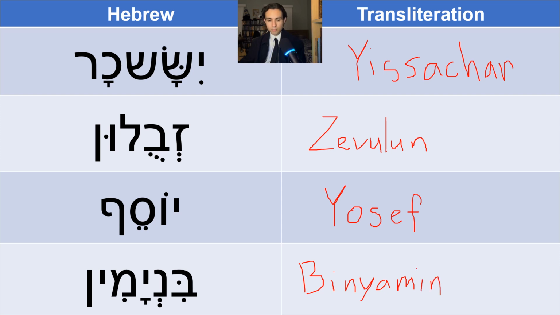Binyamin. I'm sure you're seeing by now that the letter Yod is very much so transliterated into English as a letter J. So Yosef goes from Yosef to Joseph, and Binyamin goes to Benjamin.